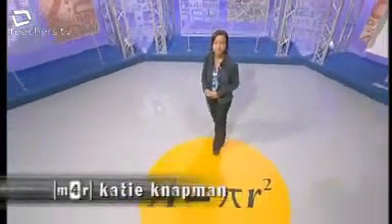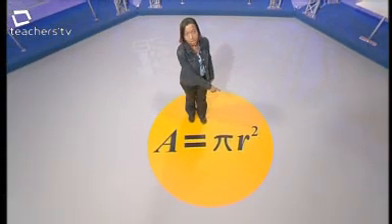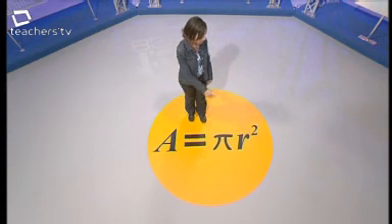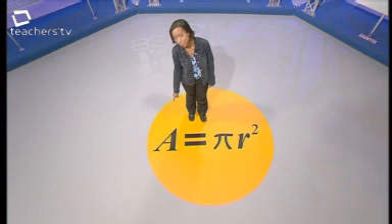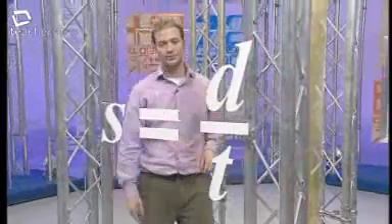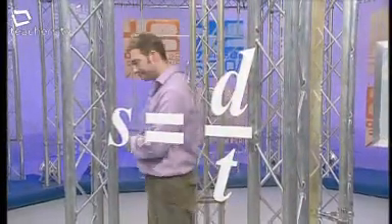Mathematical formulae tell you how two or more things are connected. For example, A equals pi r squared, which tells you how A, the area of a circle, is related to its radius. A is called the subject of the formula because it's on its own. This next formula tells you how speed, s, is related to distance, d, and time, t. Now this time, s is the subject, so if you know d and t, you can work out s.